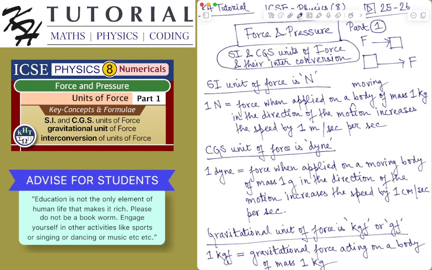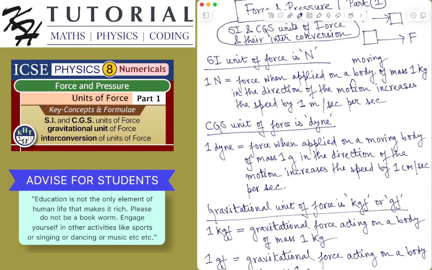Okay. Now what is the CGS equivalent? CGS unit of force is dyne. Now the concept is very similar. 1 dyne is equal to the force when applied on a moving body of mass 1 gram in the direction of the motion, increases the speed by 1 centimeter per second.